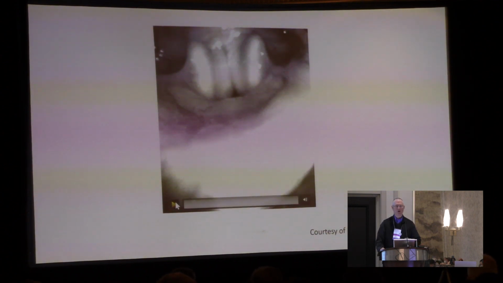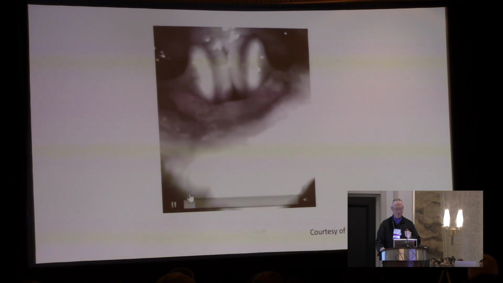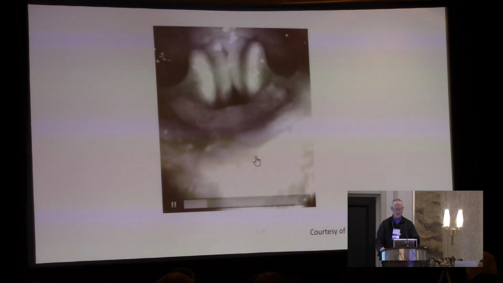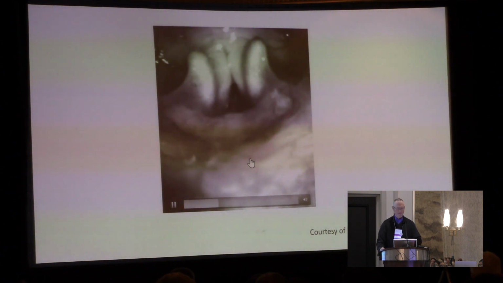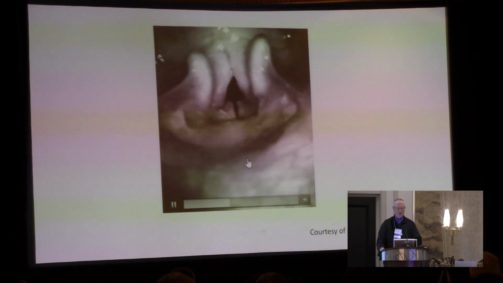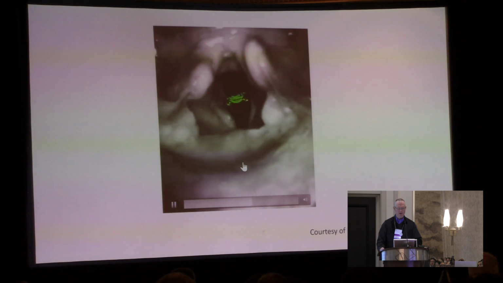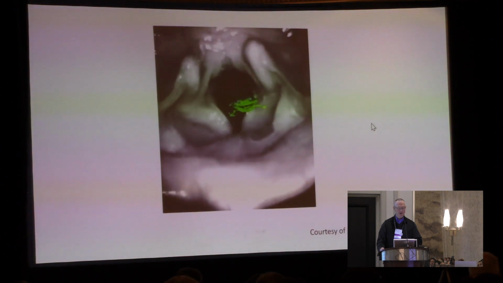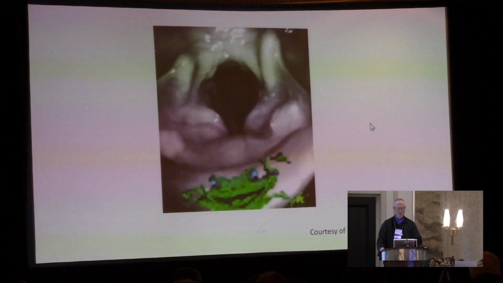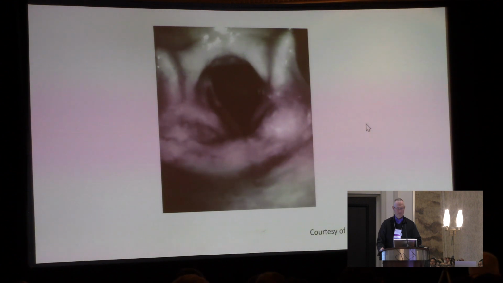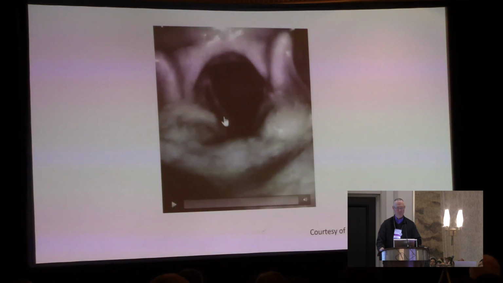All right, so if you have a frog in your throat, this is what a cough looks like, courtesy of Heather. So it's a complete compression of the vocal folds. This is high-speed video. The tissue begins to shake, and the true folds are down here, so it's there.